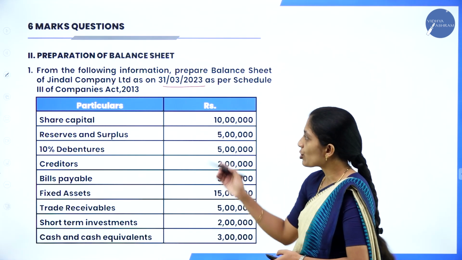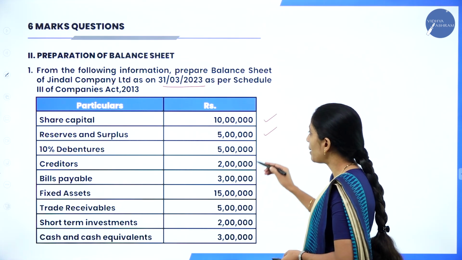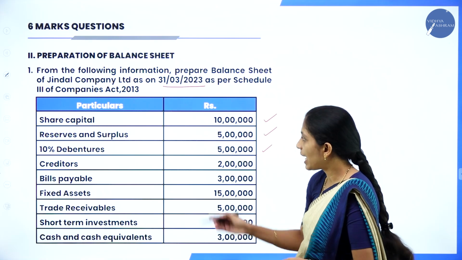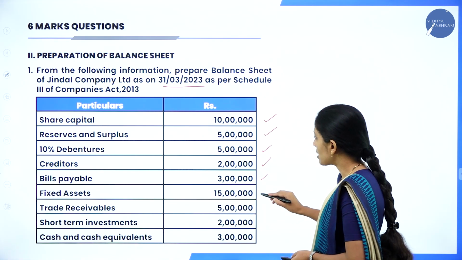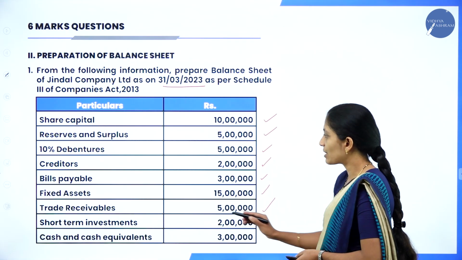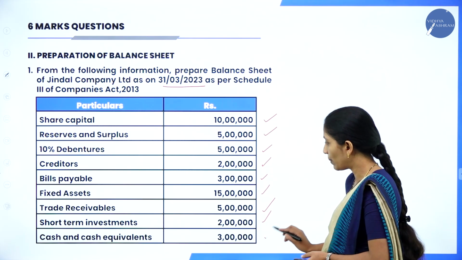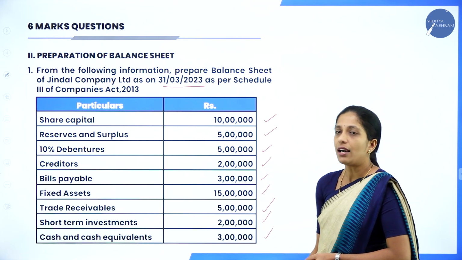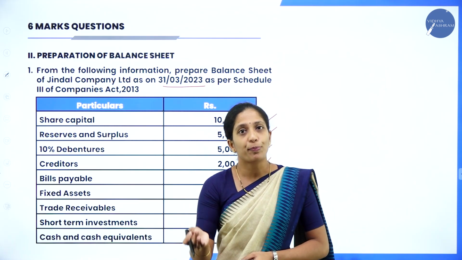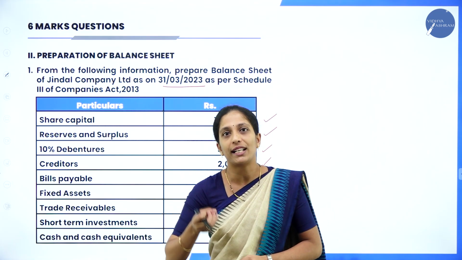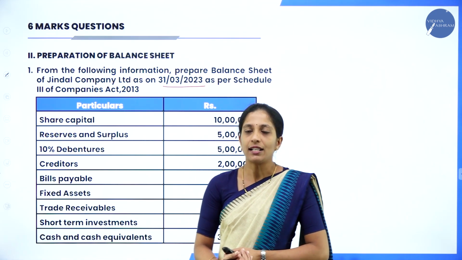So go through this. We have share capital 10 lakh, reserves and surplus 5 lakh, 10% debentures 5 lakh, creditors 2 lakh, bills payable 3 lakh, fixed assets 15 lakh, trade receivables 5 lakh, short-term investments 2 lakh, cash and cash equivalents 3 lakh. Now here, for a few of the items we have to combine and prepare notes to accounts and show in the exact format of balance sheet, which starts from equity and liabilities.